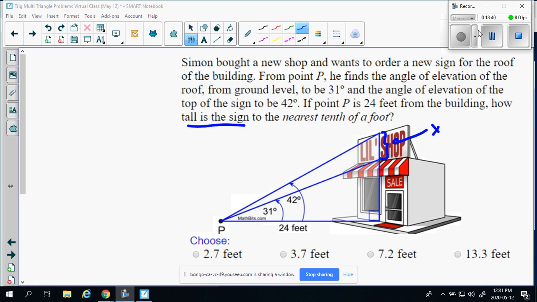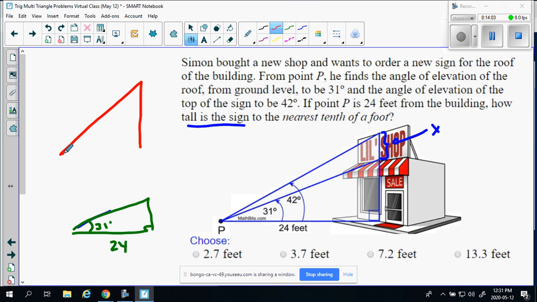So this double triangle is very difficult to look at. I'm going to separate them out into a small triangle and then a bigger one. So I'm going to color code this. So the smaller triangle is here, and it's got 31 degrees here. 31 degrees. And it's 24 feet on the bottom. That's the shorter one. And then the taller one is 42 degrees, but it's also 24 feet on the bottom.